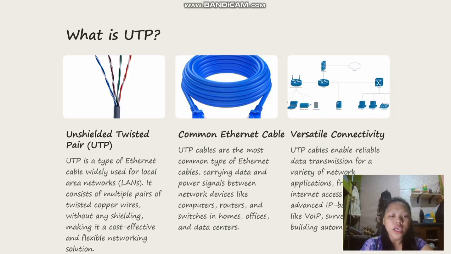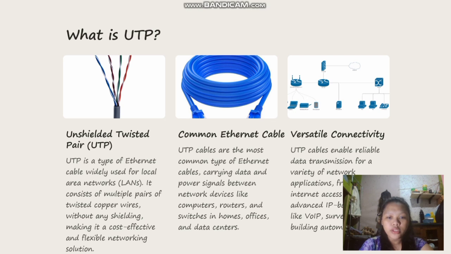What is UTP? UTP, or Unshielded Twisted Pair, is a type of Internet cable widely used for local area networks. It consists of multiple pairs of twisted copper wires without any shielding, making it a cost-effective and flexible networking solution.